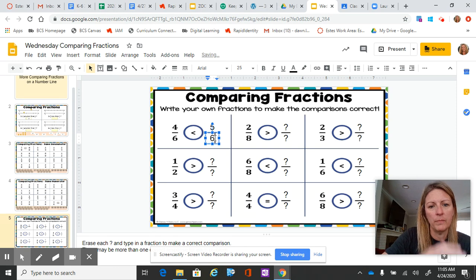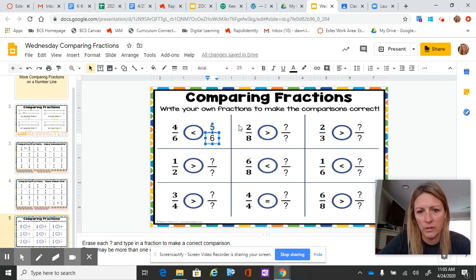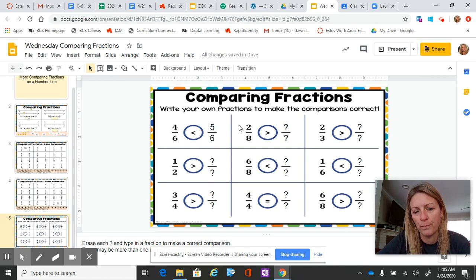And you can change it like that. You might be able to think of different fractions. Some of you, it's kind of clicking. You can think of some other things as well.